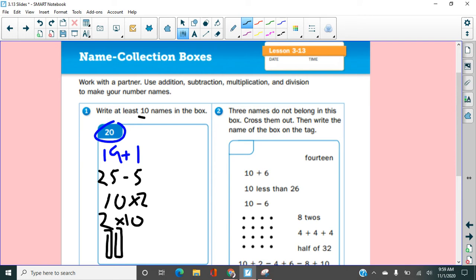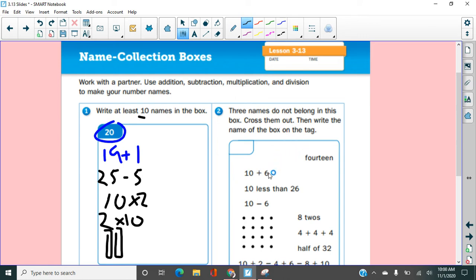right? That equals 20. So what you are going to do on this page is to complete this page, right? So we have done 5 names together. Probably you have more than that. You have to have 10 names that equal 20. And then on number 2, we're going to cross out, it says 3 names here do not belong in this box. Cross them out, then write the name of the box on the tag, right?